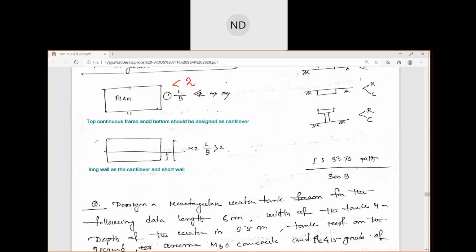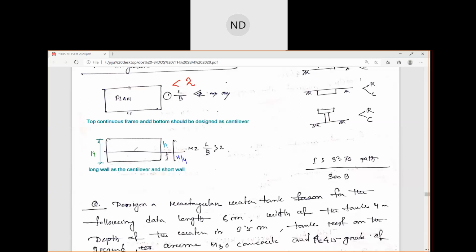If I consider this to be capital H, and this to be H by 4, this portion will be capital H minus small h by 4, which you can consider to be small h.